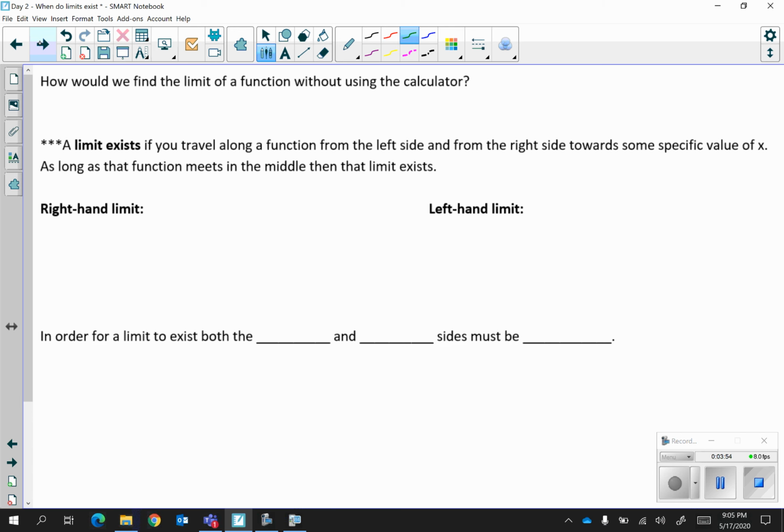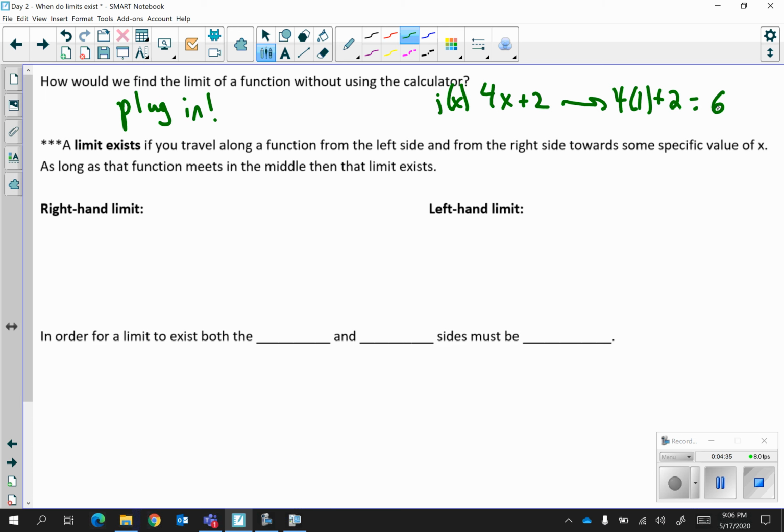So how would we find the limit of a function without using the calculator? Well, I mean, that one's pretty easy. You're going to sub it in on your own. For example, if you didn't have the graph for the do now, we had 4x plus 2. And if you wanted to find the limit, for the first one we had 1, so you could do 4 times 1 plus 2, that gives you 6, and you're done. Keep in mind you can't do that for all limits.